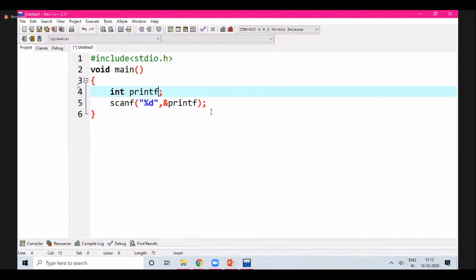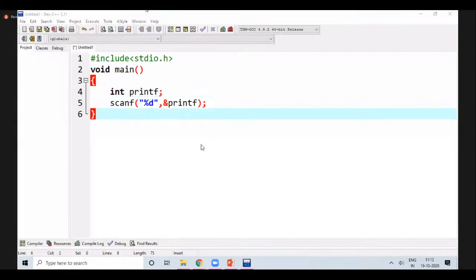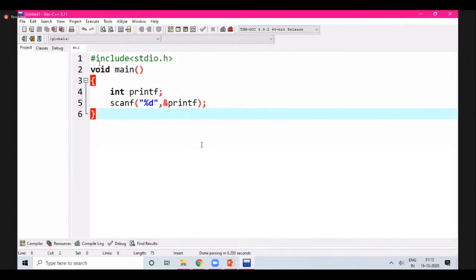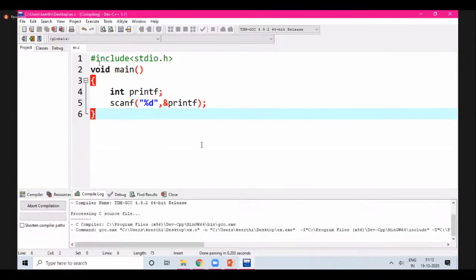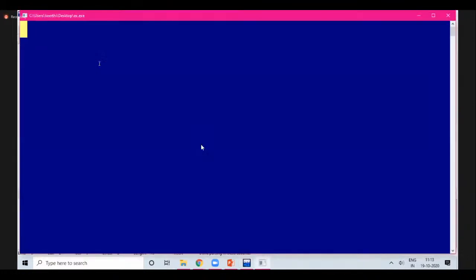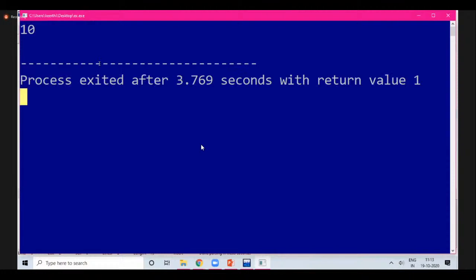Now if I execute this piece of code, I should get an error, right? Because you are using a reserved word as a normal variable of type integer. But your compiler will not give any error. It will accept an input from me. You can observe that: the program is running and taking input from me for the keyword printf.